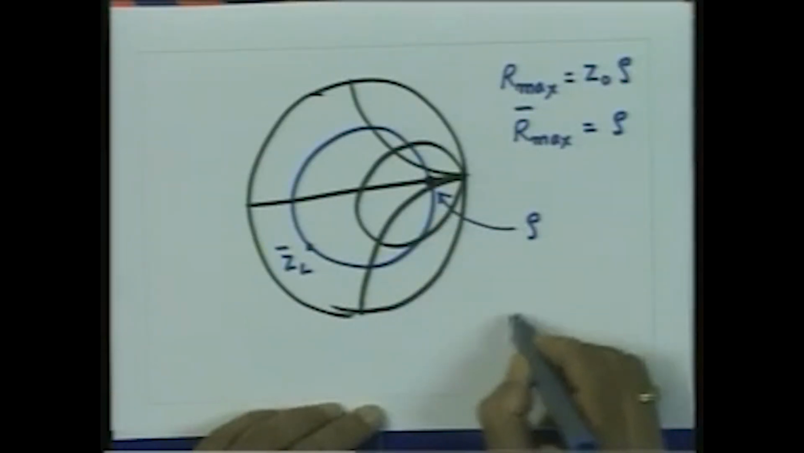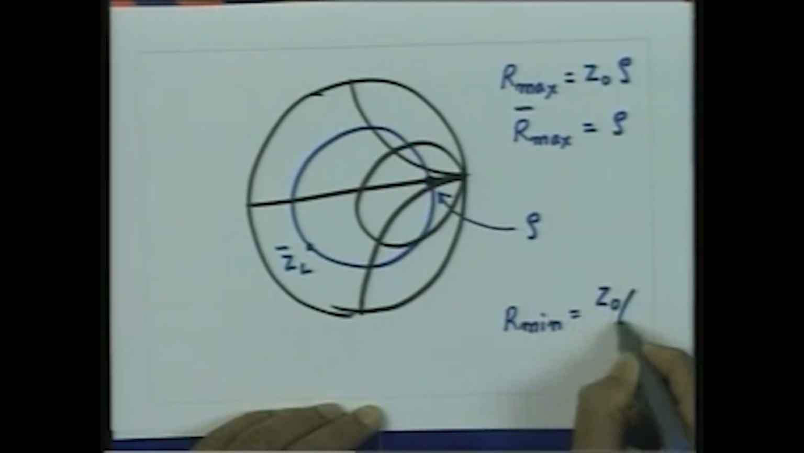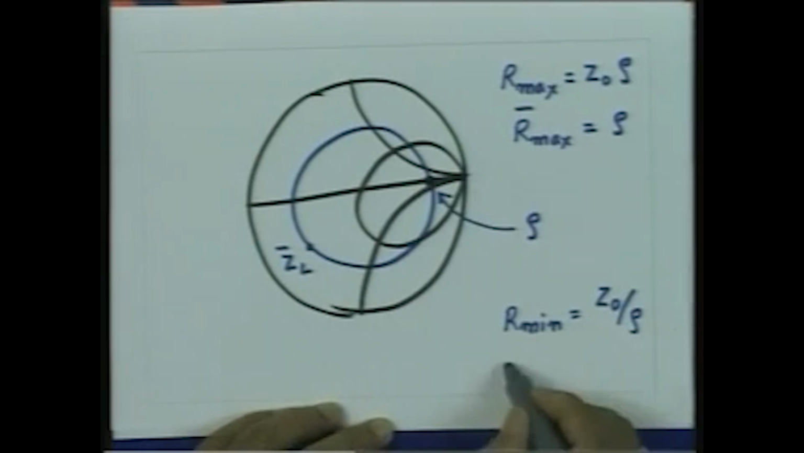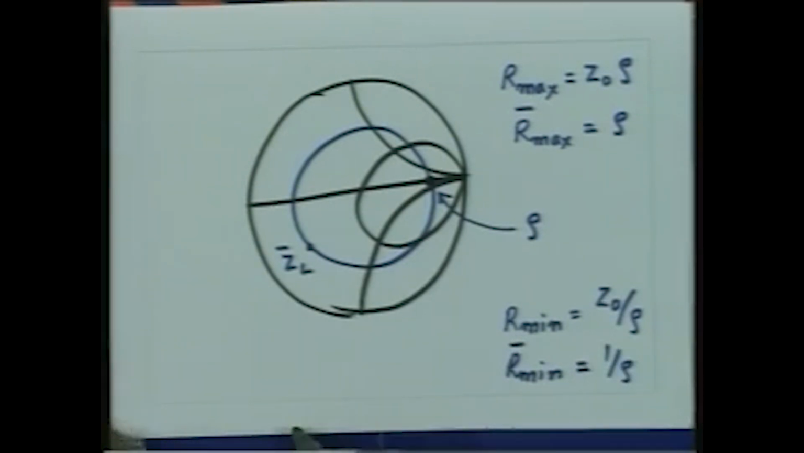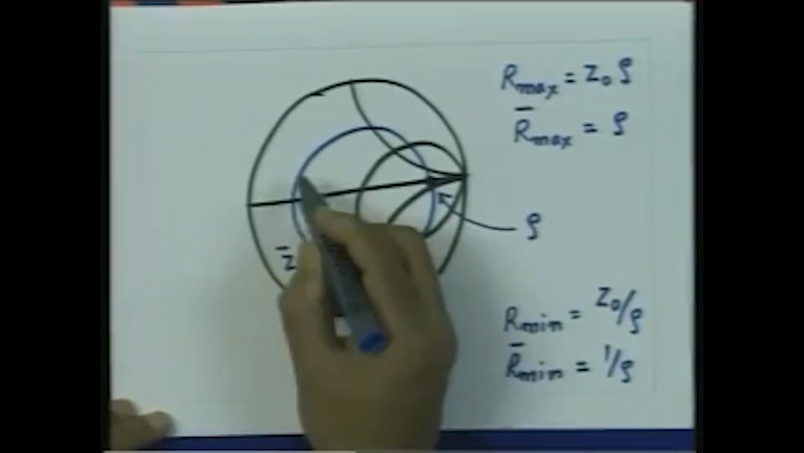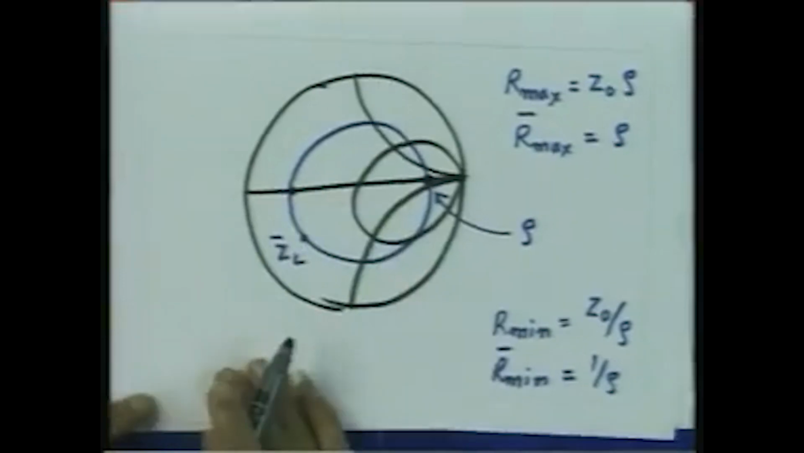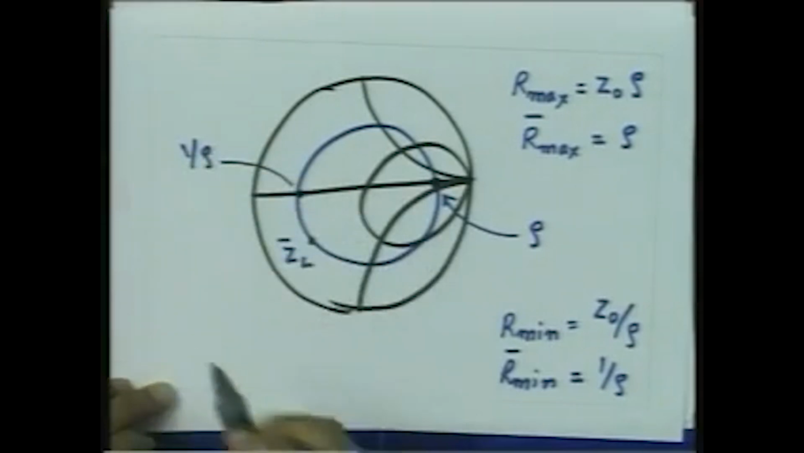Similarly, as we know, the minimum value which you see on a transmission line is Z0 divided by rho. So, we have seen earlier R min is Z0 divided by rho. So, again, normalized R min will be 1 upon rho. So, on this circle, the minimum resistance which I see corresponds to this point. So, this value here, if I read off, will directly give me 1 upon rho.